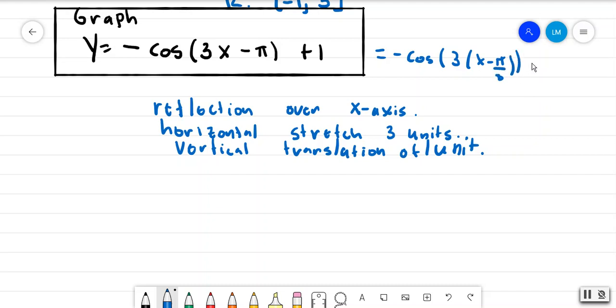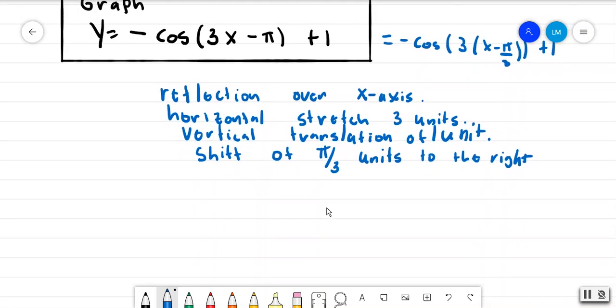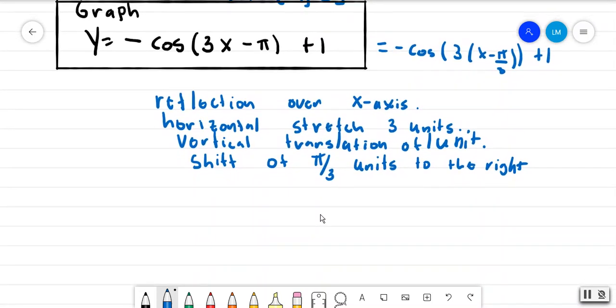Okay, so I had to rewrite it so that I can figure out what the phase shift is. So we have a shift of pi over 3 units to the right. Now we could probably do this either by changing the set of axes, or we can just account for the shift changes and all that.